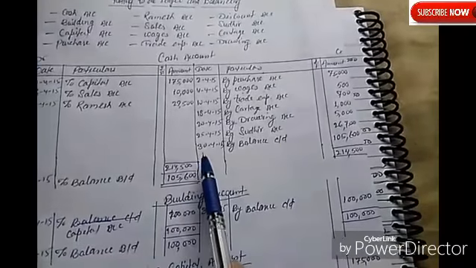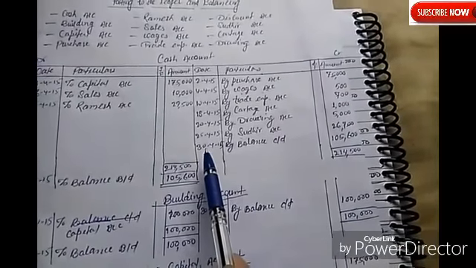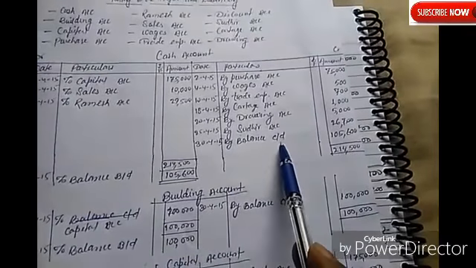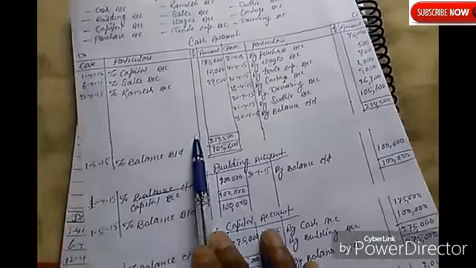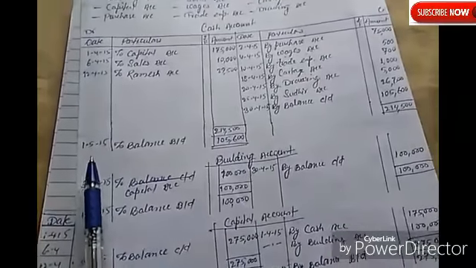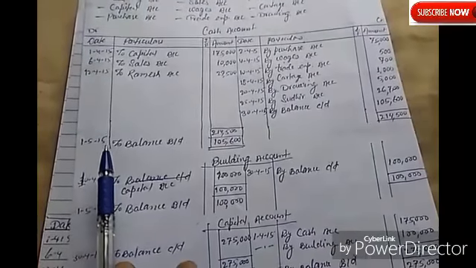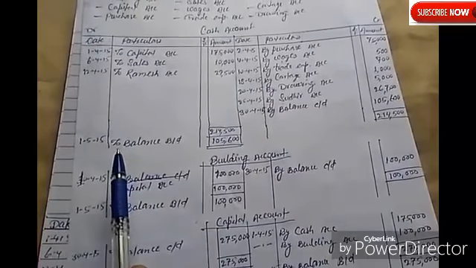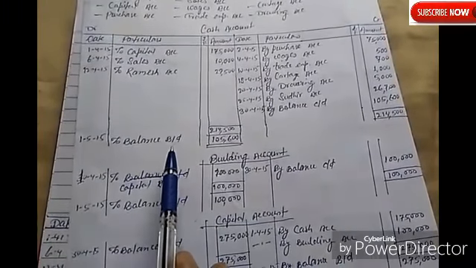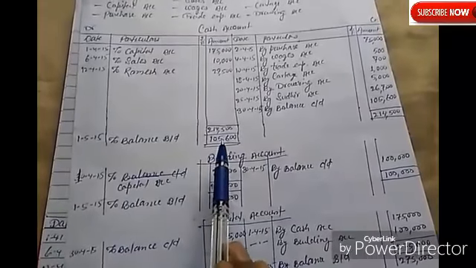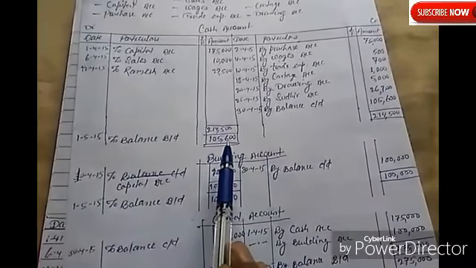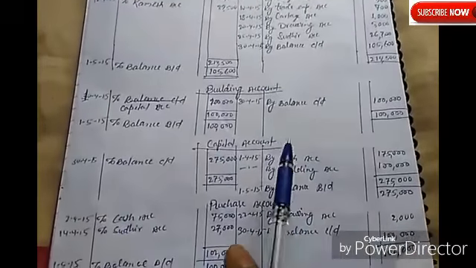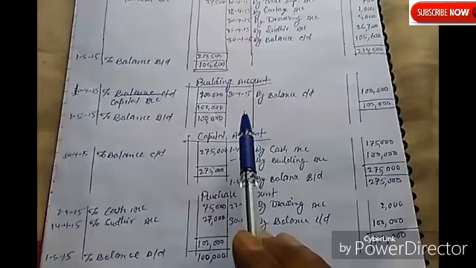So on the end of the month, which we are preparing, that means 30th April 2015, that will be transferred to the credit side on the next month, 1st May 2015, and write To Balance B/D, that means brought down, 105,600. Like that you have to balance each and every account.